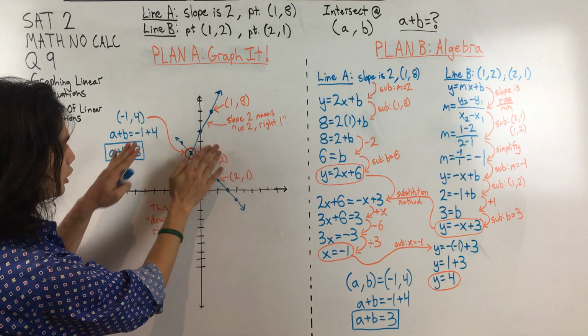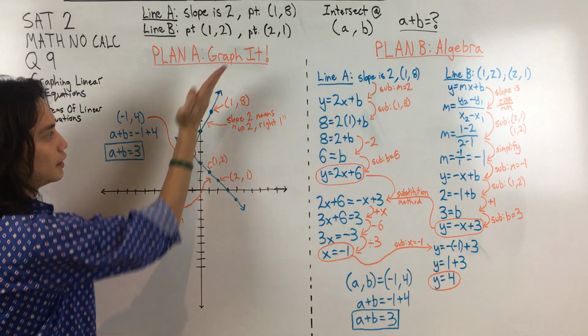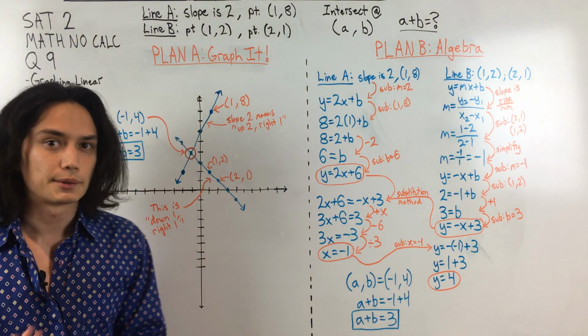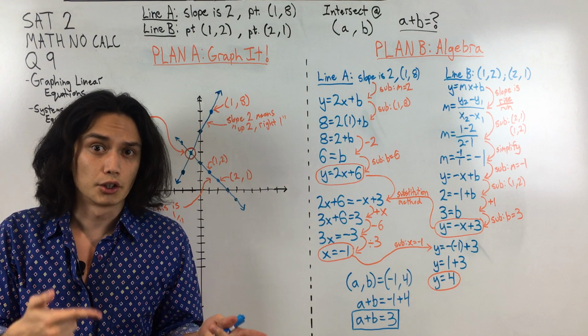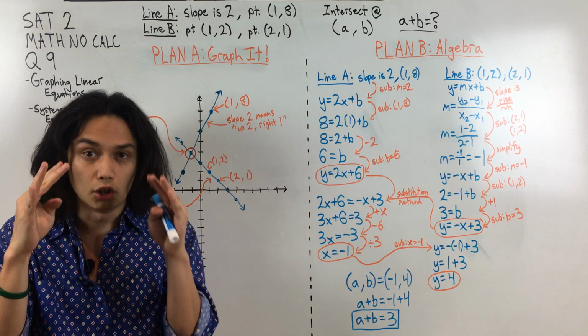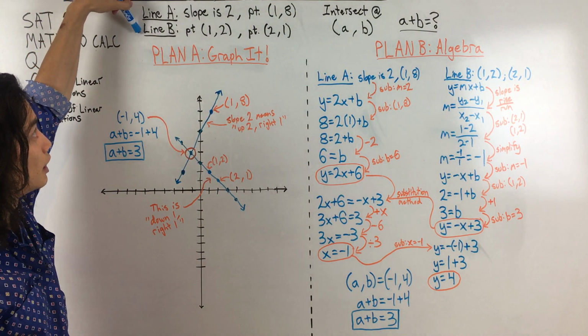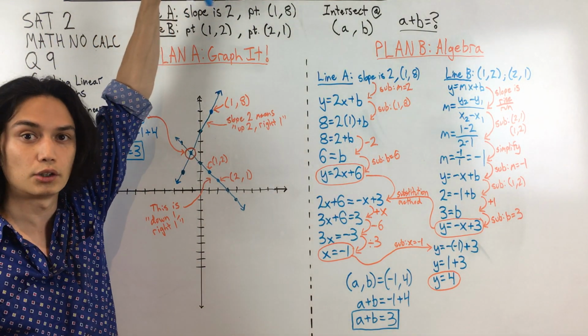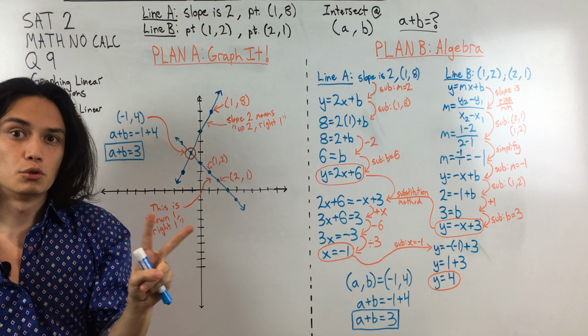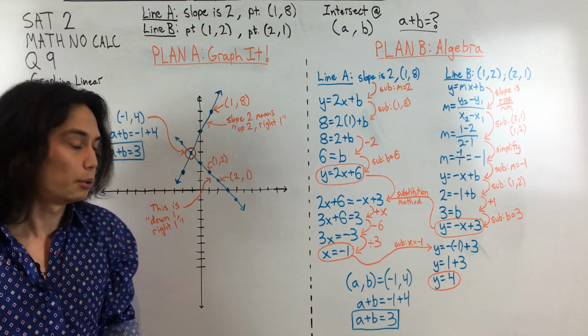So to begin, we only have this line plotted, and now it's our job to figure out what the second line looks like, and then to look and see where they cross. The information that we're given about the second line, line B, is 2 points. We don't have any information about the slope. We just have 2 points. So let's just plot those 2 points.